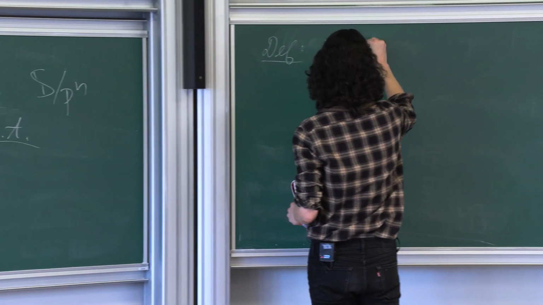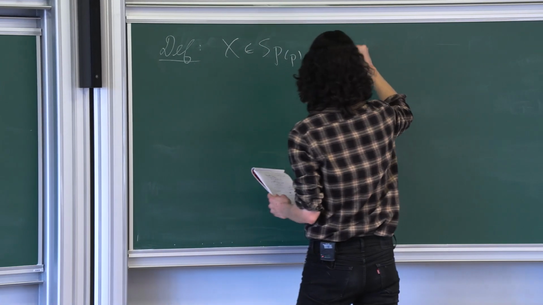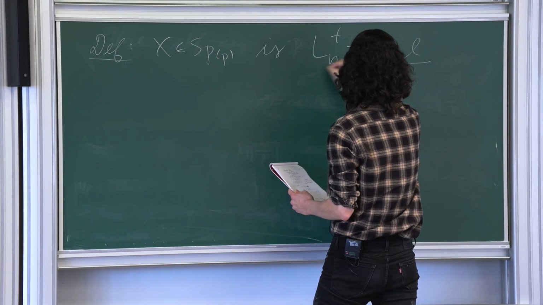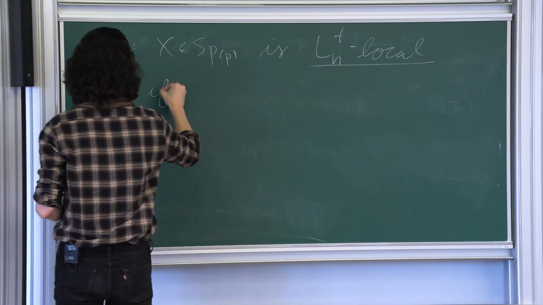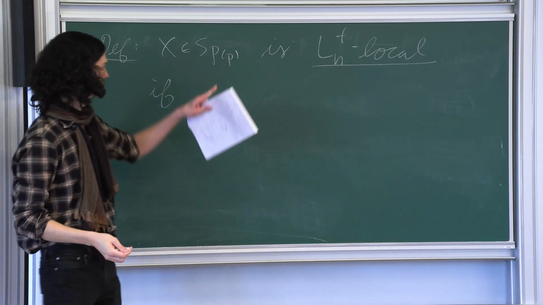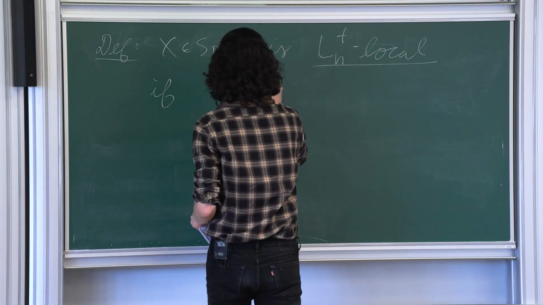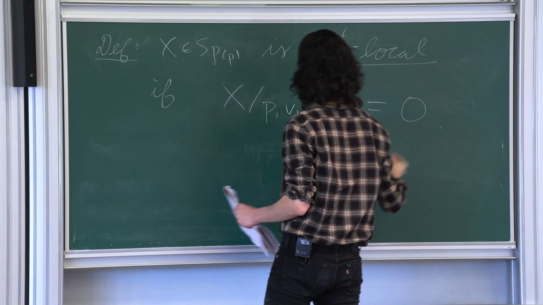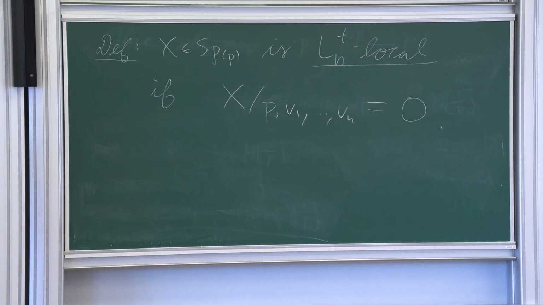A P-local spectrum is called LnF-local if this process stops after n steps. So if x mod P, V1, up to Vn is equal to 0. And by this I mean you take x and you tensor it with sphere mod P, V1 up to Vn. Yeah, that's what I mean by x mod P, V1 up to Vn.